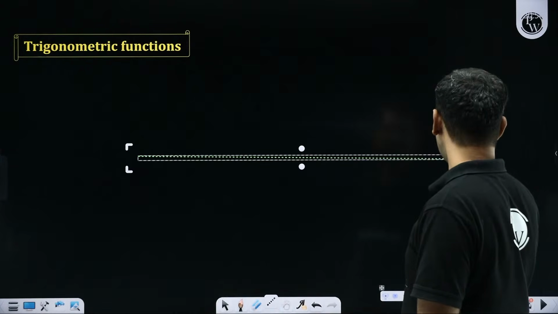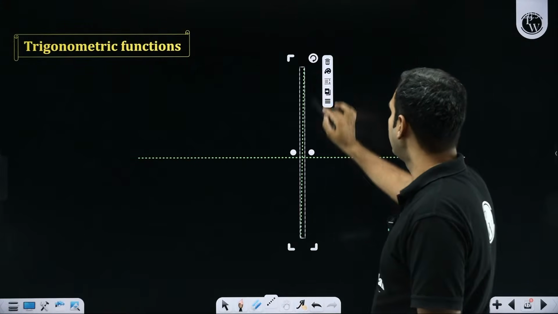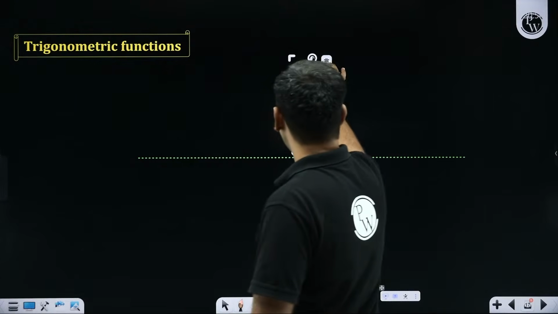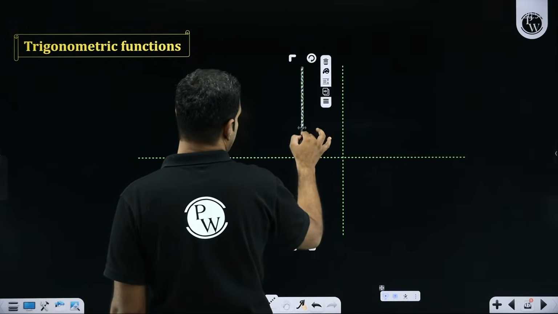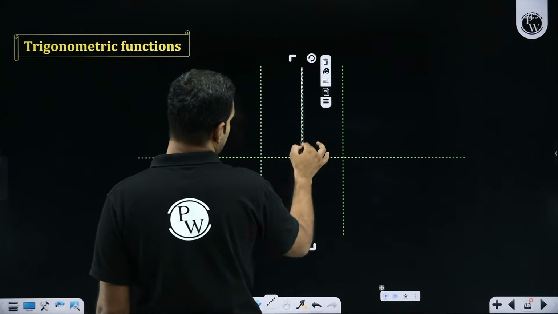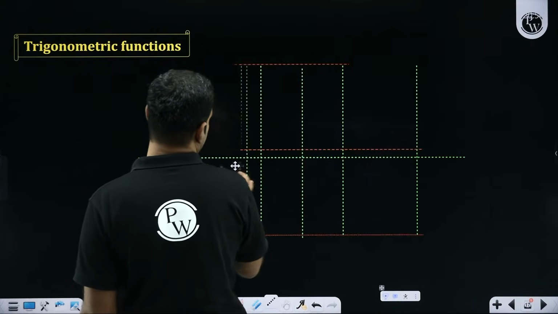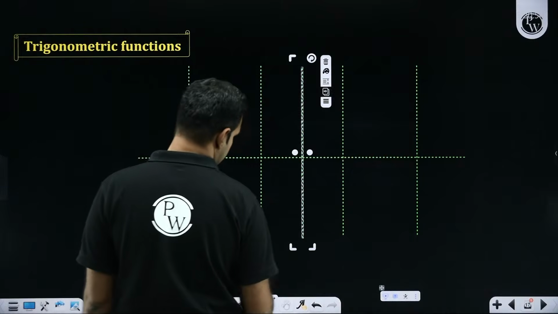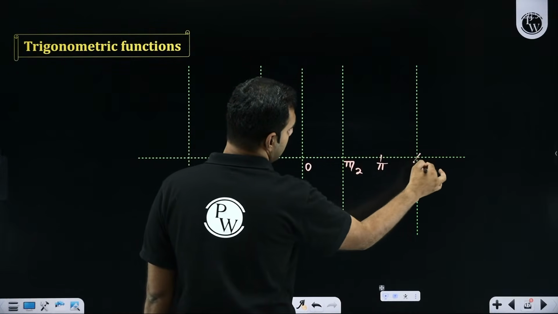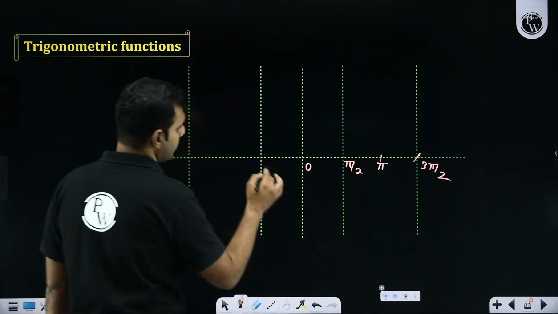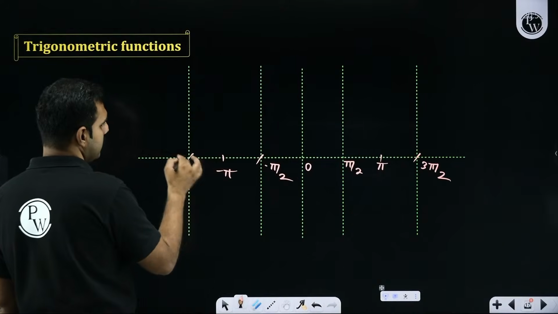The same graph will be drawn for sec with a minute change, that it will again get shifted. Are you getting my point, everyone? Let's say if this is 0, this is the point pi by 2, minus pi by 2. Then this is the point 3 pi by 2, then this is the point minus 3 pi by 2, like that. So this is, let's say, 0. This is pi by 2. This is pi. This is 3 pi by 2. This is minus pi by 2. This is minus pi. This is minus 3 pi by 2.